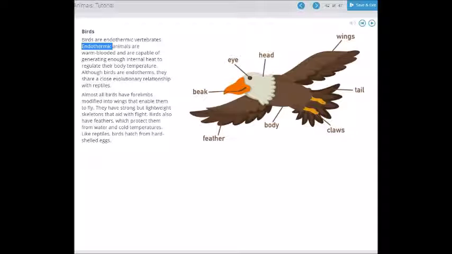Okay, they have forelimbs modified into wings, and we saw this with dinosaurs. These used to be legs, but they turned into wings. They have strong but lightweight skeletons. The whole thing about a bird is that it is light. For its wingspan, it is considered to be very light, which means that they can fly.